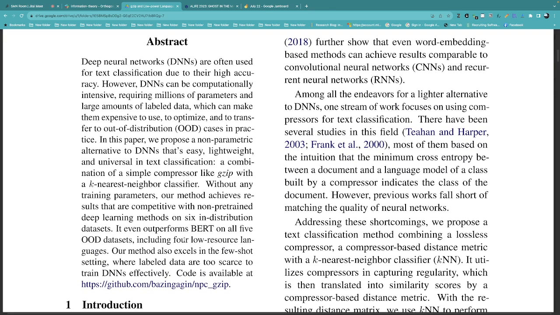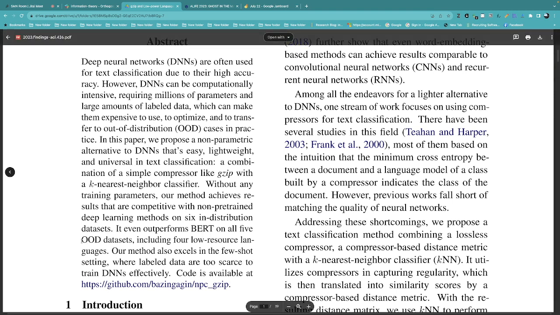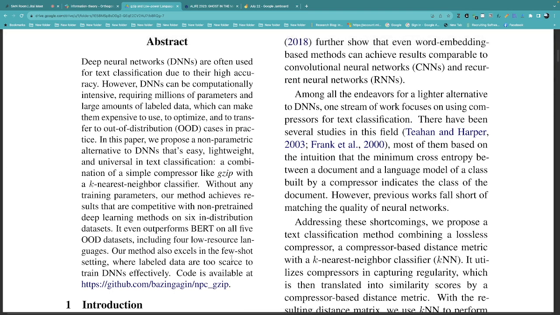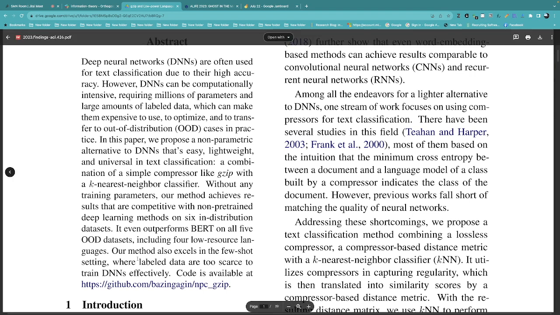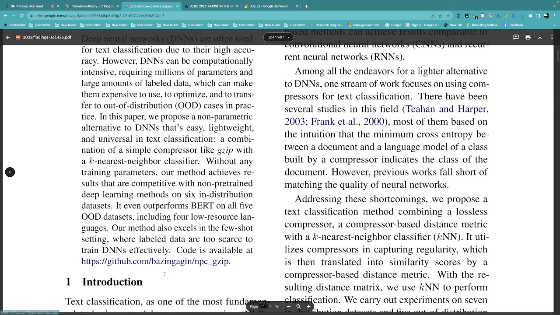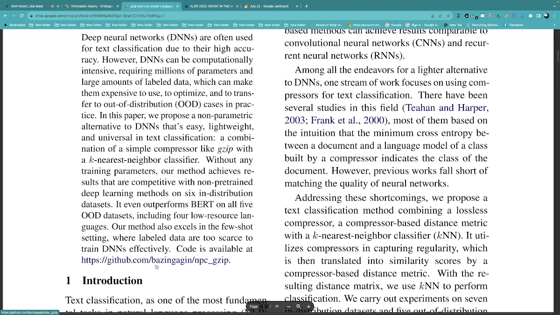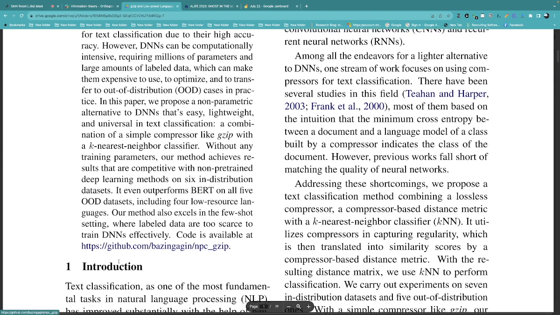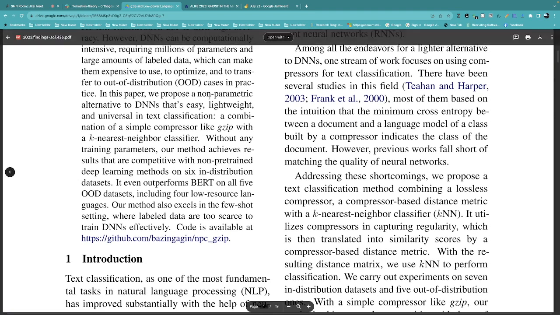And so this is where they get BERT-like performance, or even outperform BERT on out-of-distribution data sets, including 4 low-resource languages. So when you have things that aren't well sampled or don't occur a lot in the training set, you can do better. Our method also excels in the few-shot setting, where labeled data are too scarce to train DNNs effectively. Their code is available at the Bazinga Gen NPC gzip GitHub repository. And then they talk about some of their results.